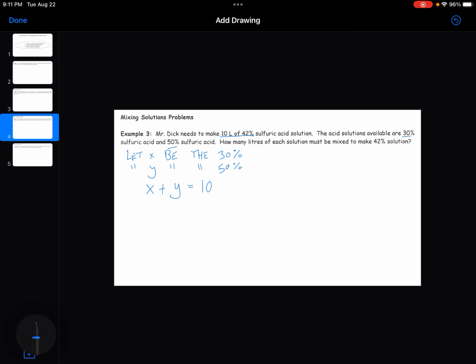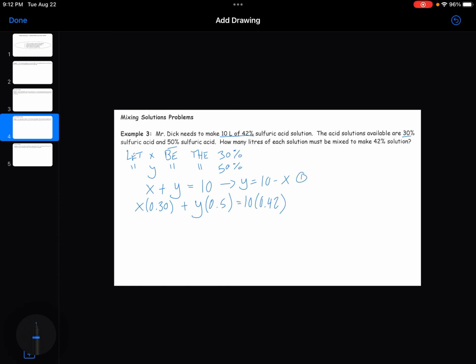Now we know that we're making 30%. Now remember, all of our percentages become decimals. We're using 30% and 50% to create 42%. But we know how much 42% we're making. We're making 10 of our 42%. Okay, so now we can simplify that. I'm going to actually rearrange this equation here. Let's make it y equals 10 minus x. We'll call that 1.